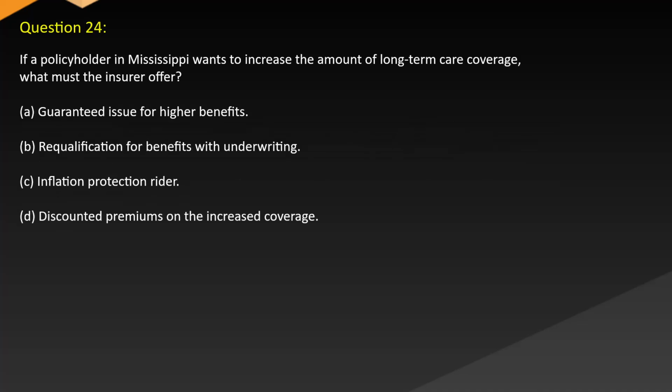Question 24. If a policyholder in Mississippi wants to increase the amount of long-term care coverage, what must the insurer offer? A. Guaranteed issue for high benefits. B. Requalification for benefits with underwriting. C. Inflation protection rider. D. Discounted premiums on the increased coverage.